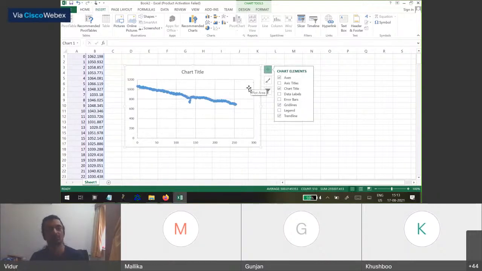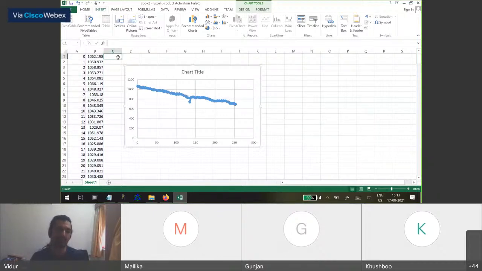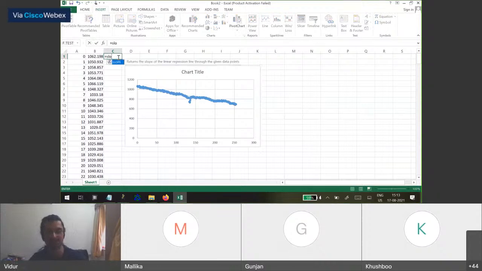Okay. So once we have this, what we do is a very simple thing, which is just to calculate the slope of this line. The slope of this line can be calculated in two ways. One is a very simple formula where you just write equal to slope, and in the bracket you have your known y's, which is your intensity, and after a comma you put your known x's, which is your time, and you have a slope, which is in this case minus 1.385.